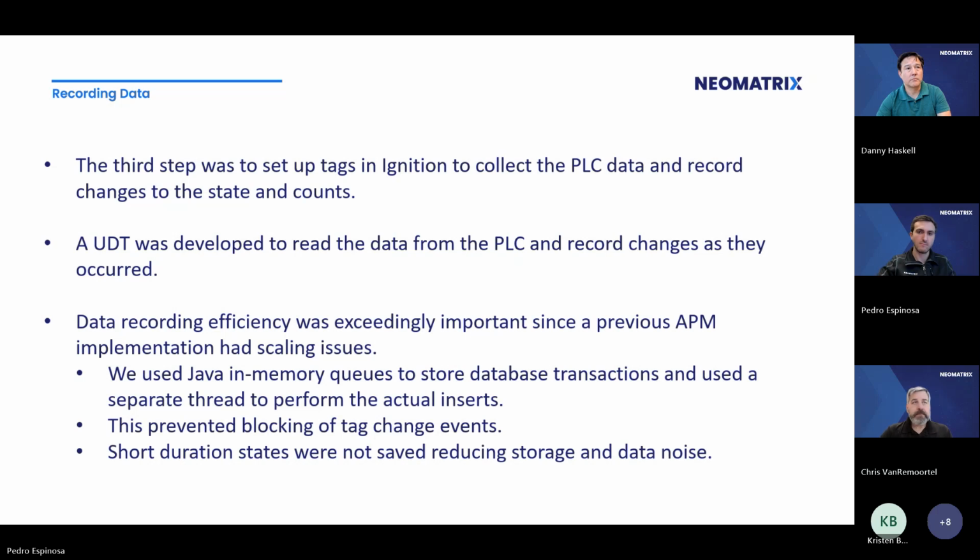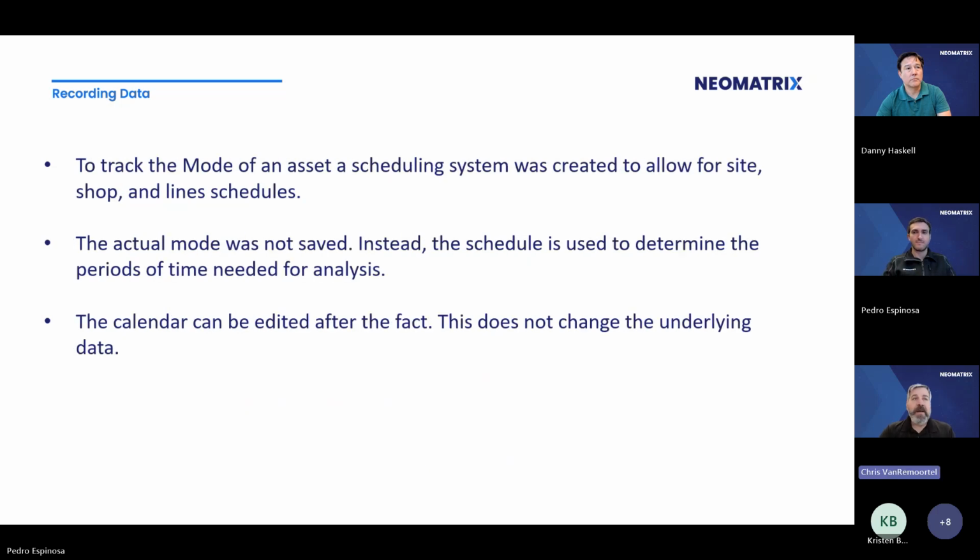So next slide, thank you. The other key parameter is mode. Mode is the intended use of the asset. State is what actually is happening. So mode would be things like in production, on break, at lunch, plant closed because it's 2 in the morning and we don't run at 2 in the morning.